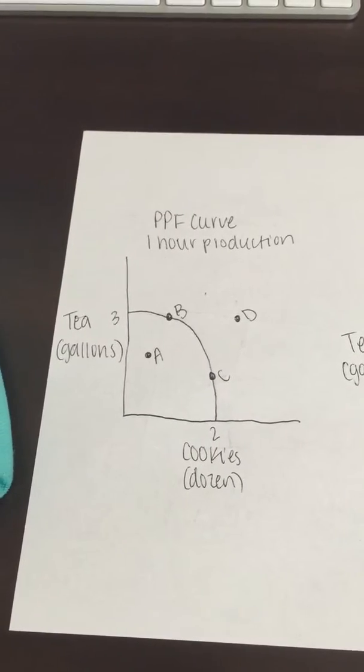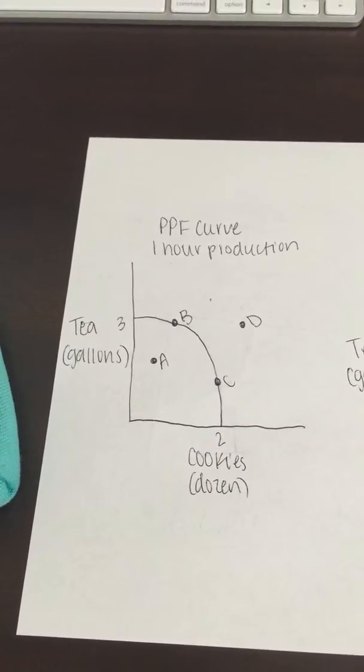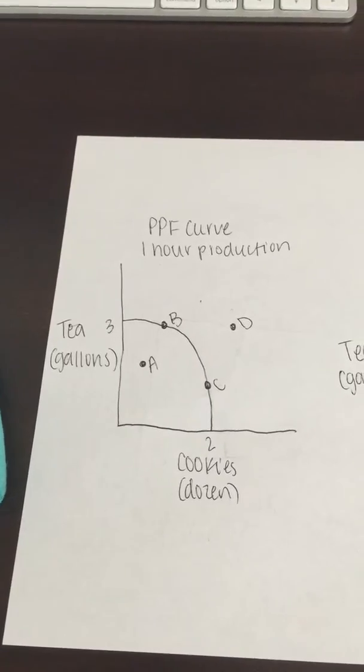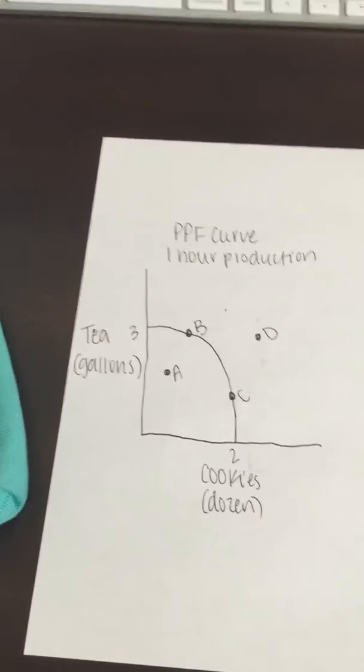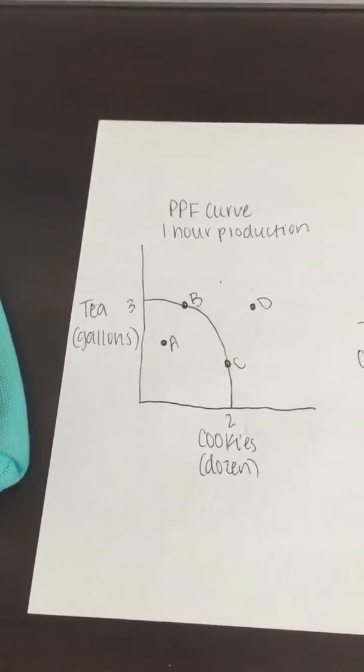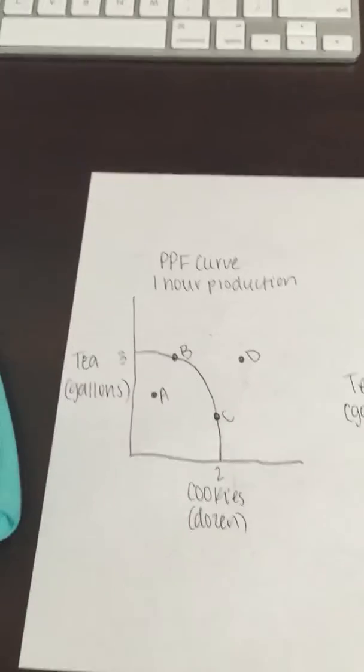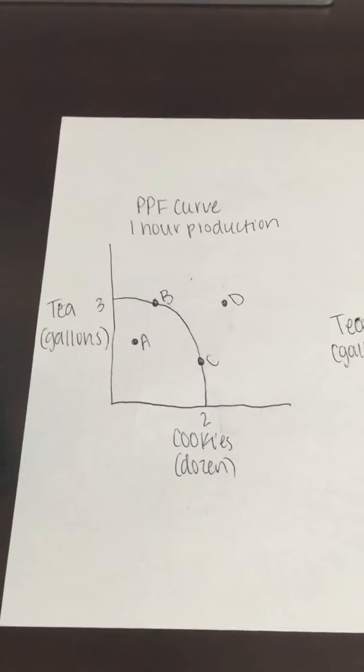If you look at point D that's outside of the curve, you'll see that it's infeasible with the current resources and technology I have. You can't produce those with what I have.